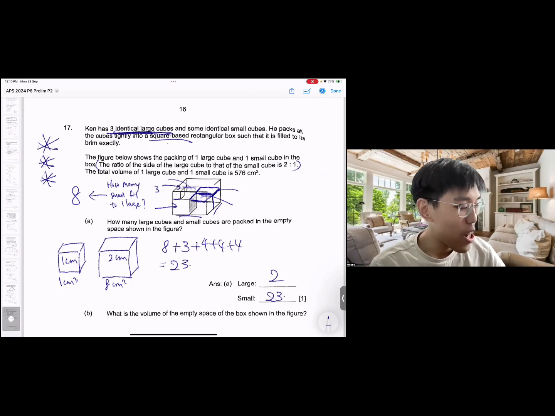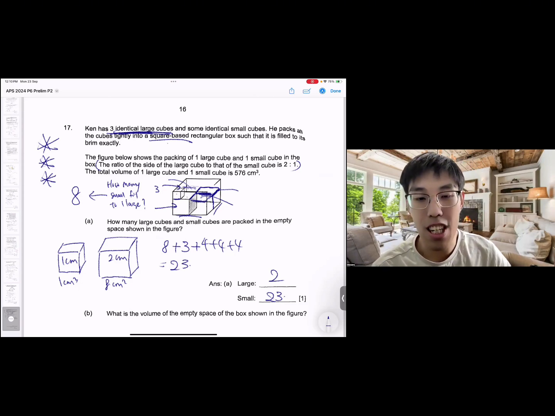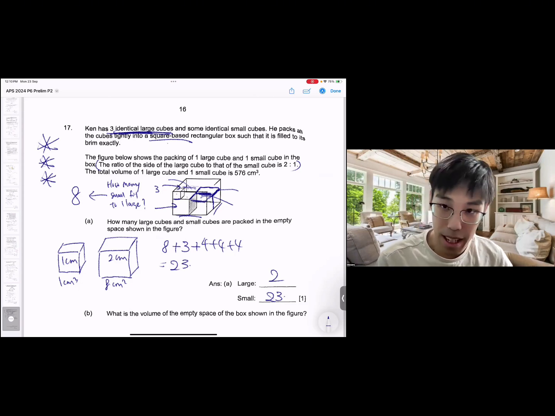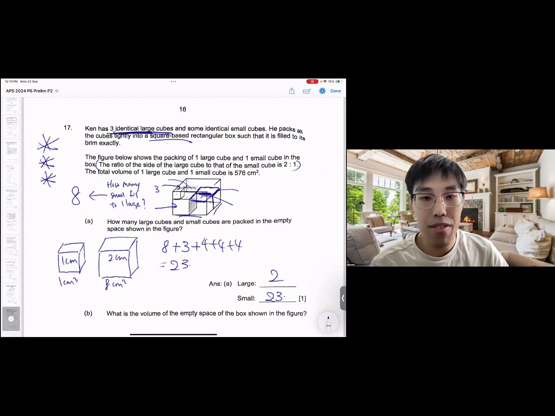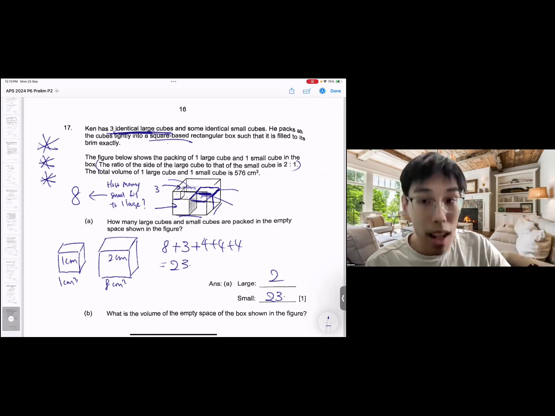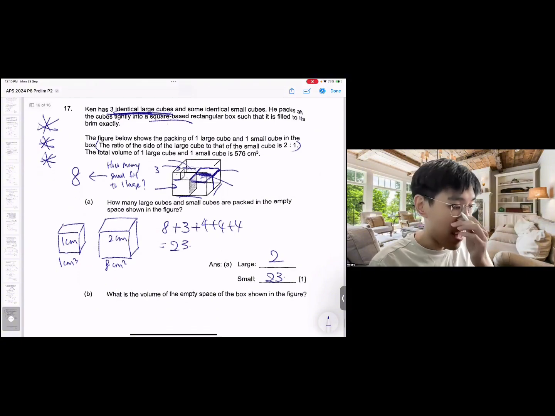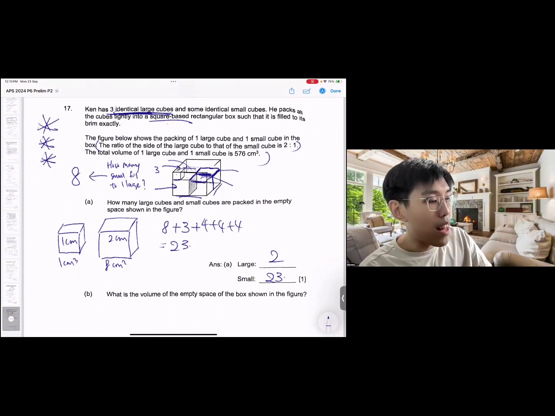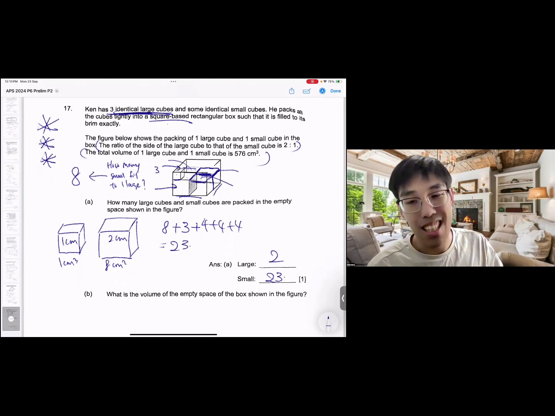Okay, B. What is the volume of the empty space of the figure shown? There are a couple of ways we can do this. From the 2 and 23, we can use this to find the empty space in the box, because currently in this container there is already one large and one small cube. So I don't really care about that. But what we know is that the total volume of one large and one small is 576.